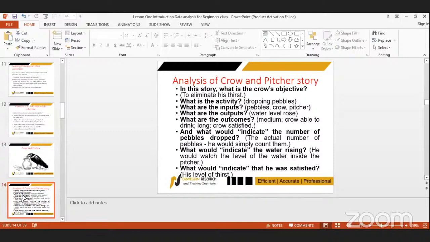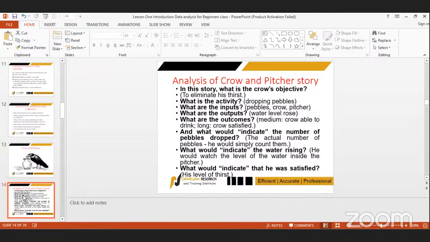Number two, what is the activity? The activity is actually the actions that the crow needs to do in order to raise the water level up. In this particular case, the activity was dropping the pebbles. So we must be able to understand all the activities that we are going to do in order to have the output. We are going to design questions trying to establish the attainment of activities, whether they were attained within the time and cost frame or not. Then what are the inputs? What are the resources that we required so that we can be able to do this project?